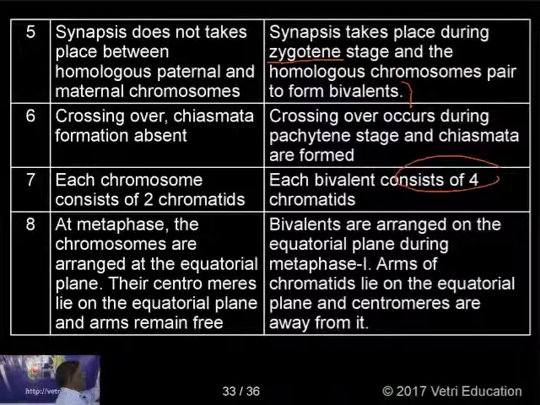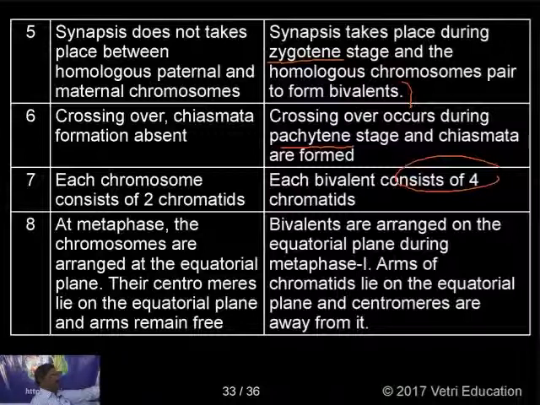In mitosis, crossing over and chiasma formation do not occur, whereas in meiosis crossing over occurs during the pachytene stage and chiasmata are formed. In mitosis each chromosome consists of 2 chromatids, but in meiosis each bivalent consists of 4 chromatids. This is a very important thing. And at the metaphase, the chromosomes are arranged at the equatorial plane. Their centromeres lie on the equatorial plane and arms remain free. It's very important that you remember.